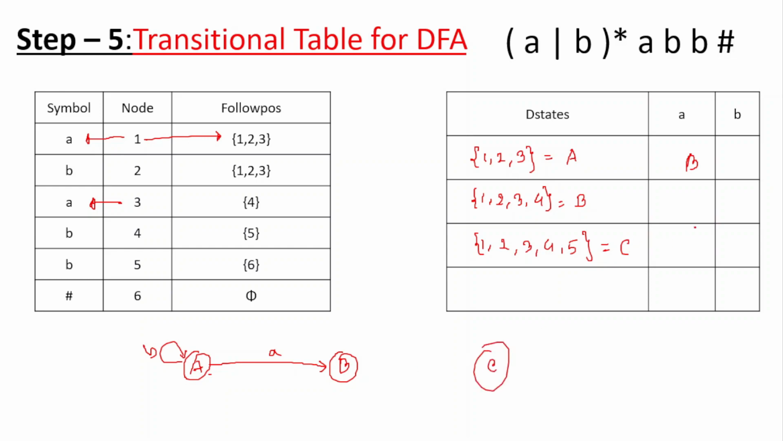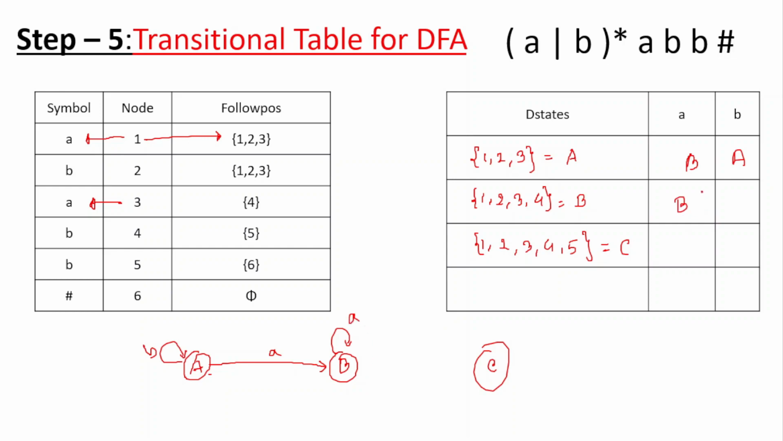Now how can I reach C? Okay, this will be okay. From B, let me check 1 and 3. Both represent A, and for 1 I get 1 to 3, for 3 I get 4, which is the same as this one. So I cannot reach C from B with the help of A. That means it is just going to repeat here.